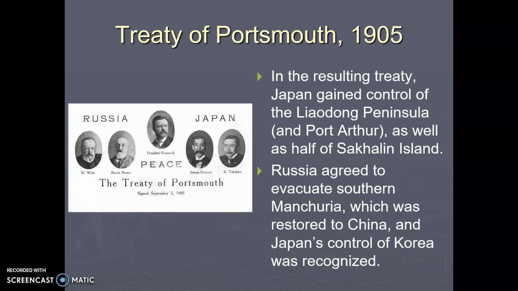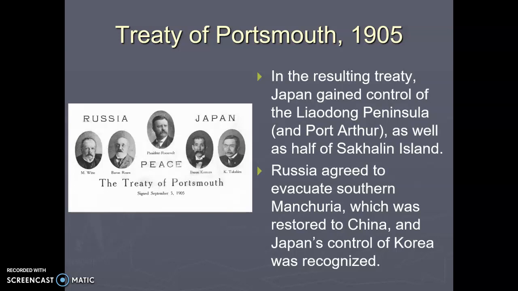To give you an idea, in the resulting treaty, and I think Japan benefits much more significantly, Japan gains control of Port Arthur, which was that really extensive warm water port, and they get half of Sakhalin Island. They do not get any of the war costs, something that they really wanted. Japan will have some economic challenges as a result of this war. Russia does agree to evacuate southern Manchuria, which does get restored to China, and Japan does see recognition of Korea.